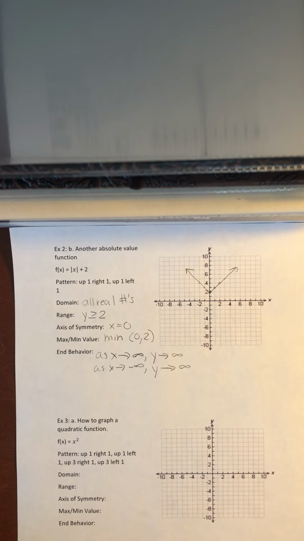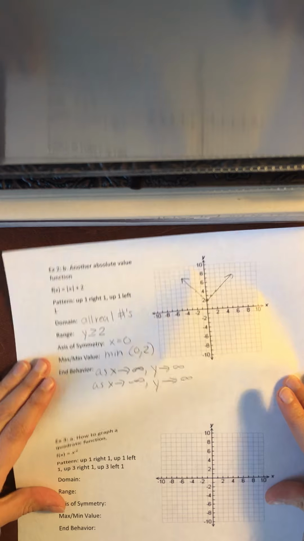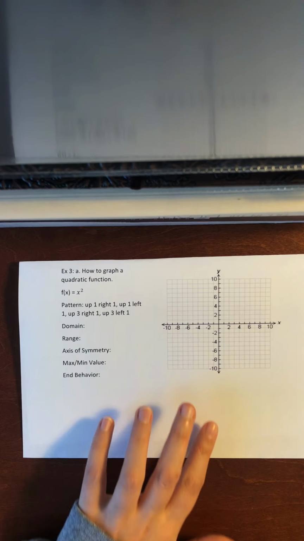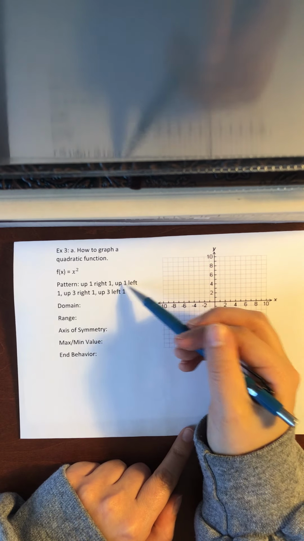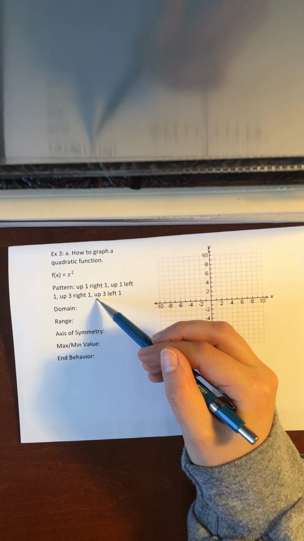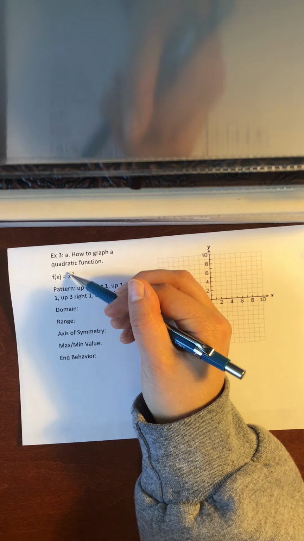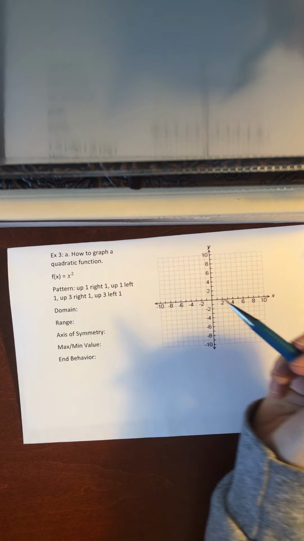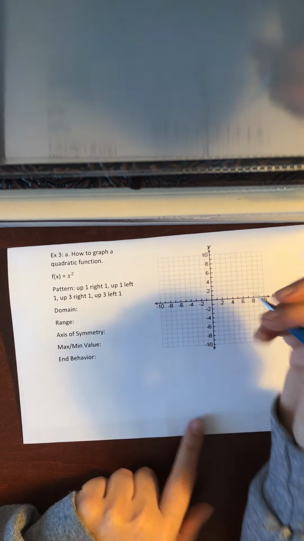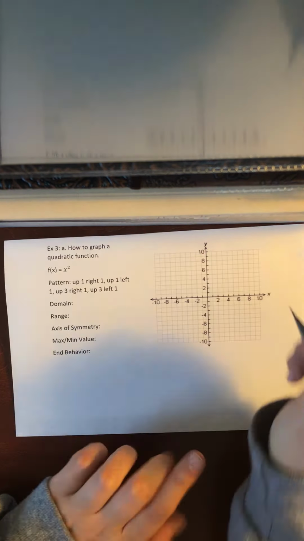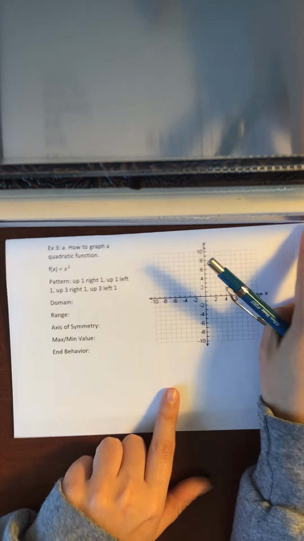Okay. Example 3, how to graph a quadratic. So quadratic functions, that's our parabola. So the pattern is up 1, right 1, up 1, left 1, up 3, right 1, up 3, left 1. Now remember, that's only for if the a is 1. If a is 2, it's going to be a different pattern. It's not going to follow that same pattern. But we don't have to worry about that because we're just going over the basics.